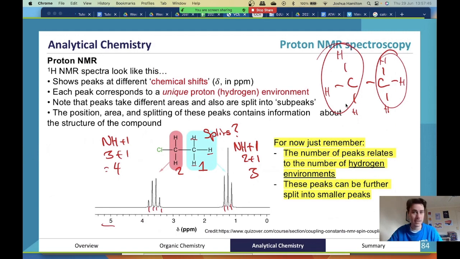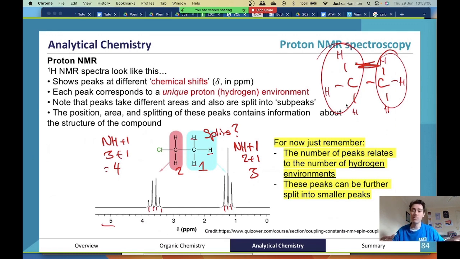Trick question. It doesn't split. This has no splitting ability at all because these are the same environment. As much as they're separate, they are the same environment. There's no difference between them, and because they are the same environment, there's no ability to split.